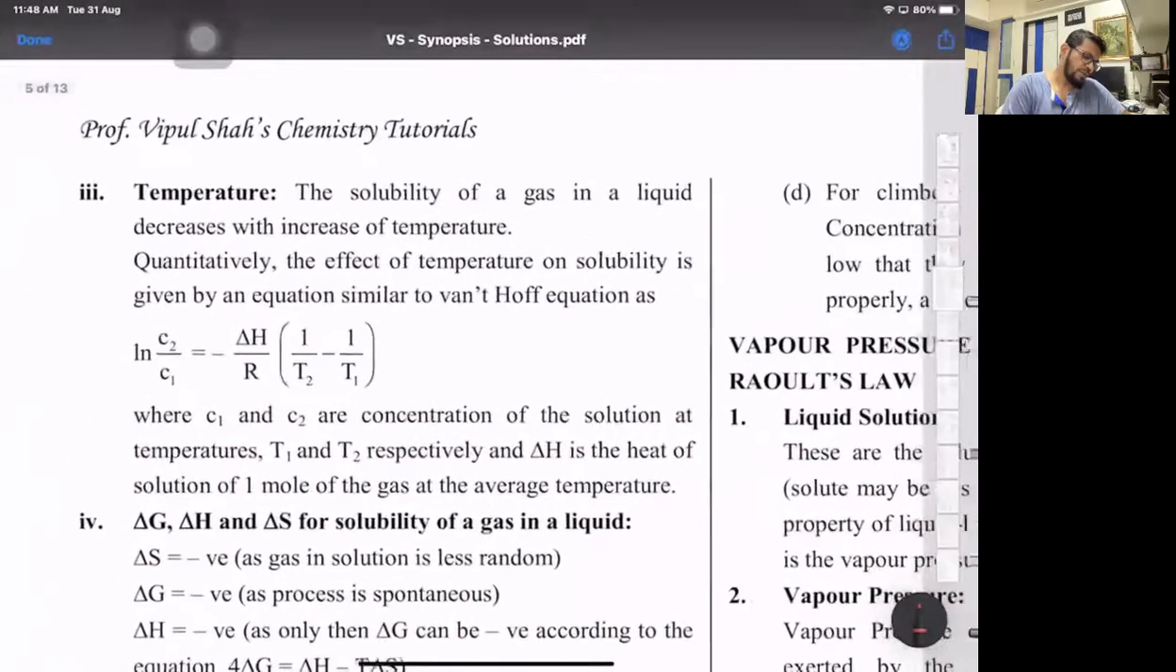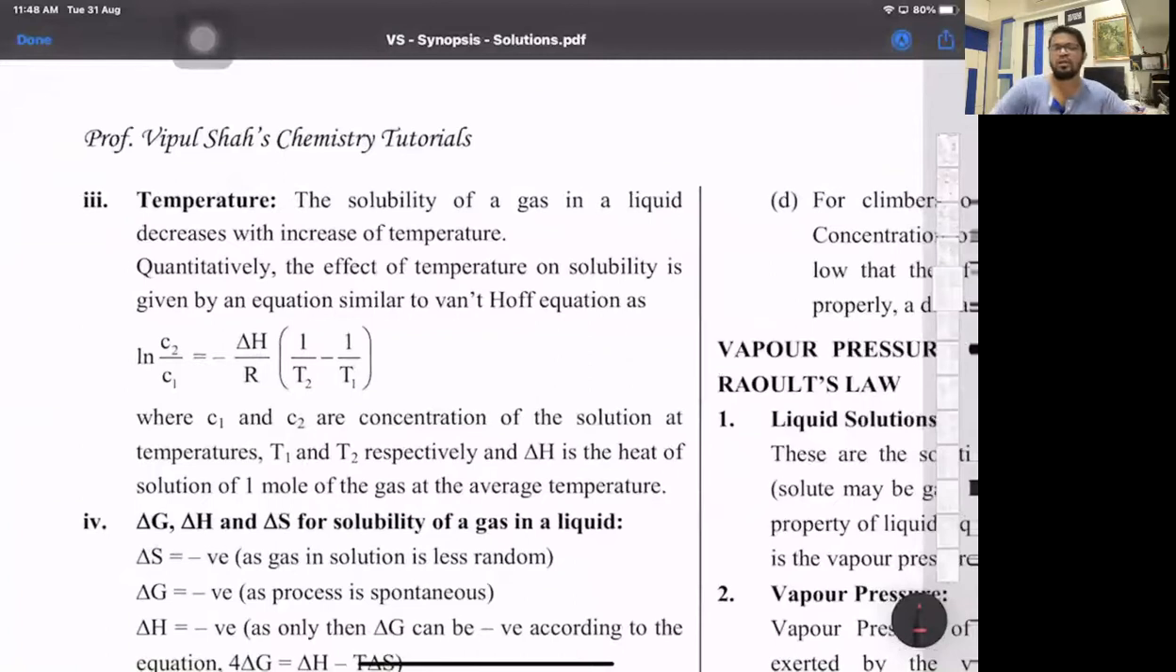Then the temperature part. The Van 't Hoff equation is an extra part that we have. The solubility of a gas in a liquid decreases with increase in temperature, but the effect of temperature is also given by the Van 't Hoff equation. That is ln C1 by C2, the natural log, which is minus delta H by R. Delta H is the enthalpy change, that is the heat of the solution. R is our molar gas constant.